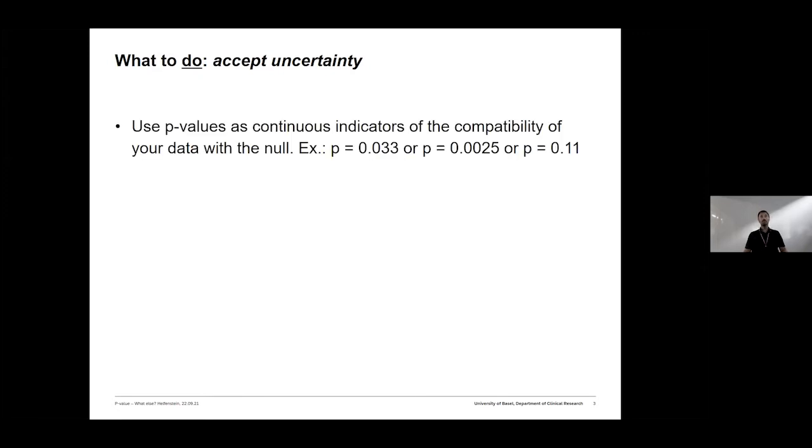So first of all, use the p-value as a continuous indicator of the compatibility of your data with the null hypothesis. And the null hypothesis includes many things. It includes an absence of an association, an absence of a difference, but also your actual sample. Does it reflect what the overall population actually is? Is it actually your target population, or is it a biased sample of your target population?